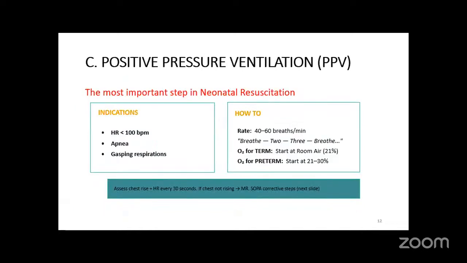Positive pressure ventilation is the most important step in neonatal resuscitation. The indications, as we already said, are a heart rate less than 100 beats per minute, a baby in apnea, or a baby who has gasping breaths. How do we do it? We administer a rate of 40 to 60 breaths per minute to the baby.